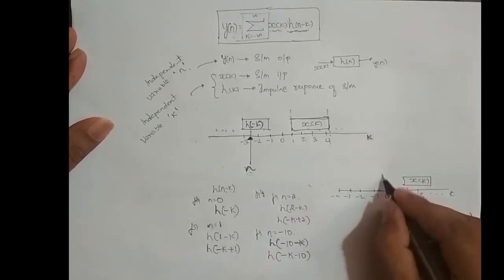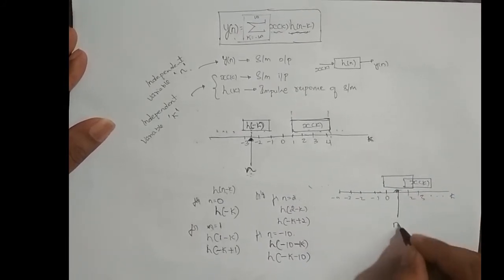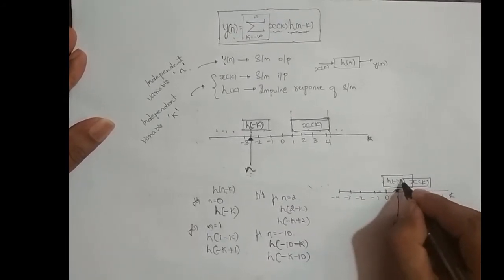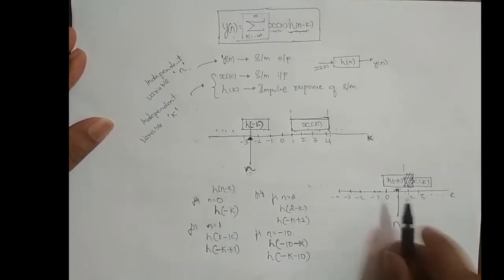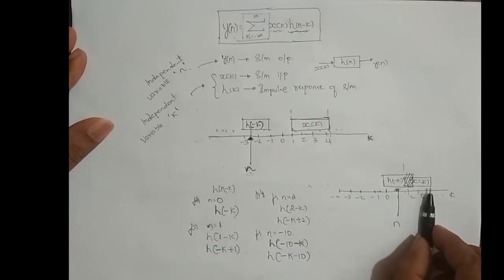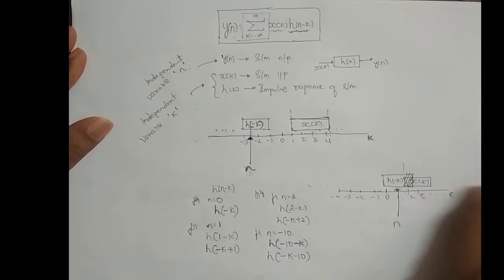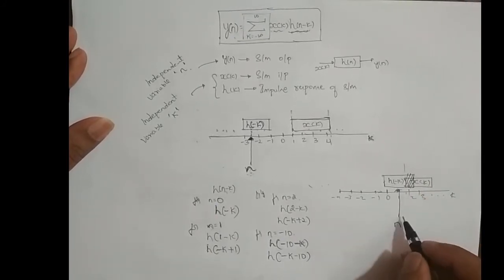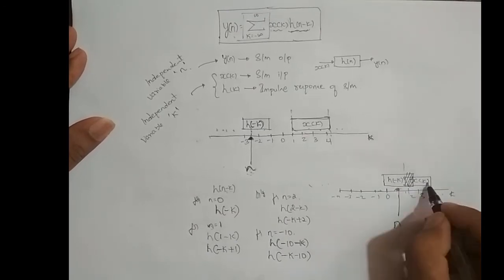Now there are some values of n for which h of minus k will start overlapping. If I move it right further, overlap is more. Move it further, overlap is more. Now overlap is maximum. Again move it further, overlap decreases. Okay. So there are some values of n for which these two sequences will overlap.